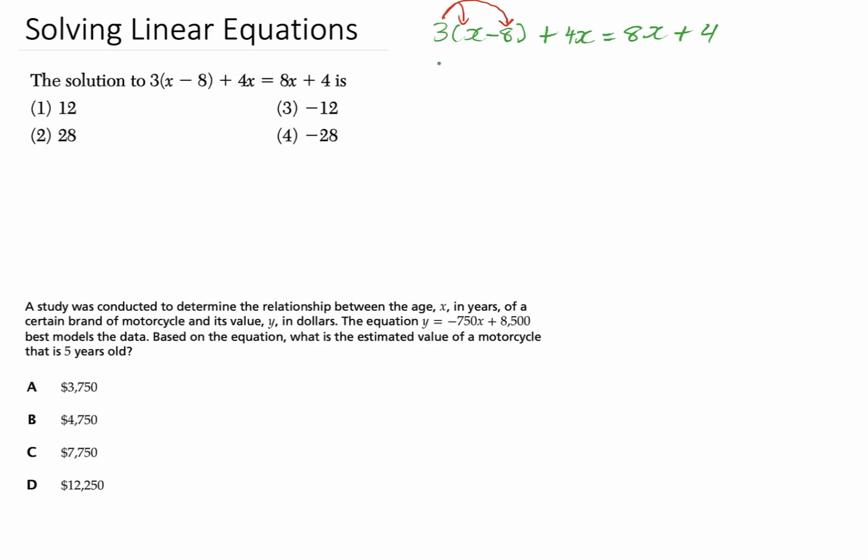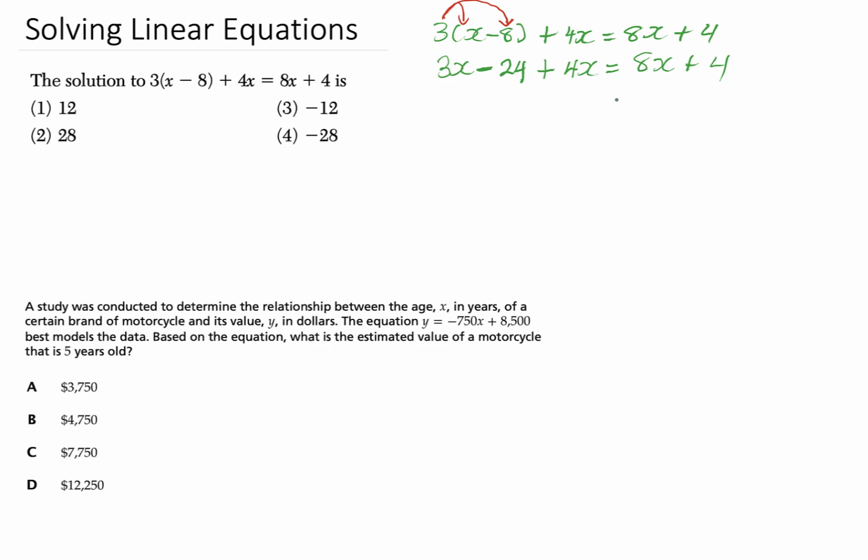3 times x is 3x. Now, the 3 is positive, and the subtraction sign becomes partners with the 8, so it's going to become a negative 8. A positive times a negative is a negative. And then when you multiply 3 times 8, you get 24. Then I'm going to bring down the plus 4x equals 8x plus 4.